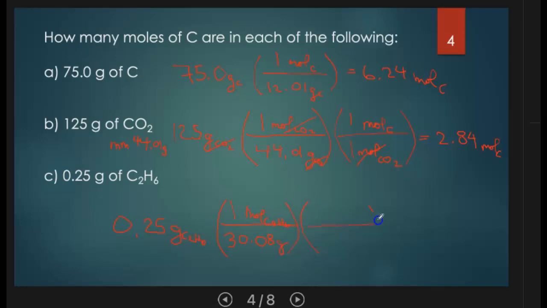Then last but not least, I want to get into moles of carbon. So for every 1 mole of C2H6, I'm going to get 2 moles of carbon. So I'm going to take 0.25, divide that by 30.08, then multiply that by 2, and I'm going to get, with 2 sig figs here, 0.17 moles of carbon. All right, so that's the answers for those 3.